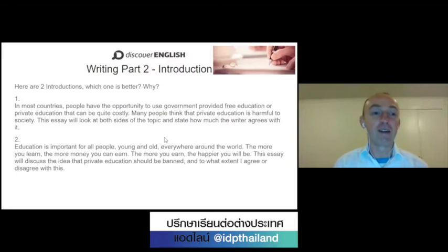Whereas with the second introduction, you've got this essay will discuss the idea that private education should be banned, to what extent I disagree or agree with this. The thesis statement in the second introduction is fine as well. The thesis statement, in other words the last sentence, for both of those introductions is fine. But like I said, number 2 is too general and it's not focused enough. It's not on the topic enough.